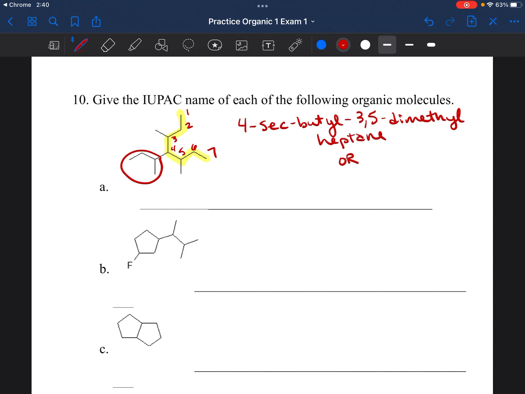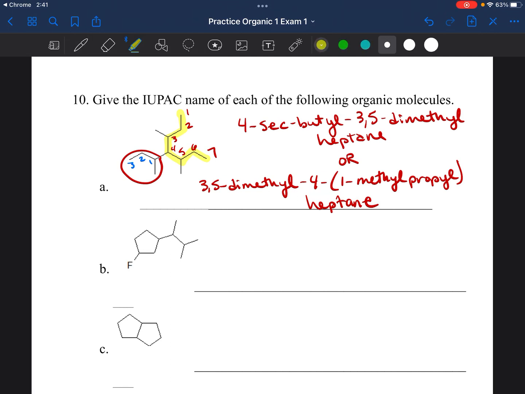Or I could use complex numbering. Remember, it's always going to number 1 at the carbon next to the parent, and then the longer chain. So in this case, I have a methyl propyl. Methyl propyl would come after dimethyl. So you could also have 3,5-dimethyl, 4, and then I'm going to open my parentheses so that I know the 1 is a secondary numbering, and it is a methyl on a propyl group, heptane.